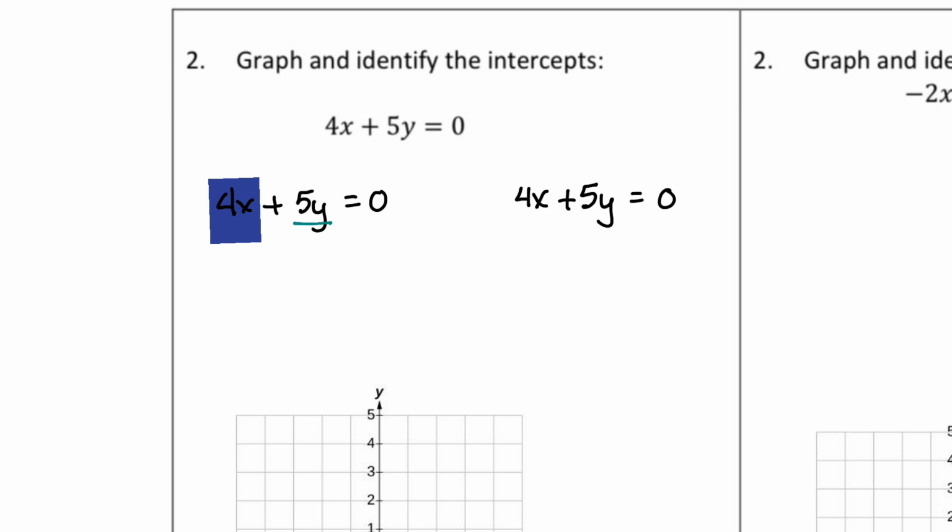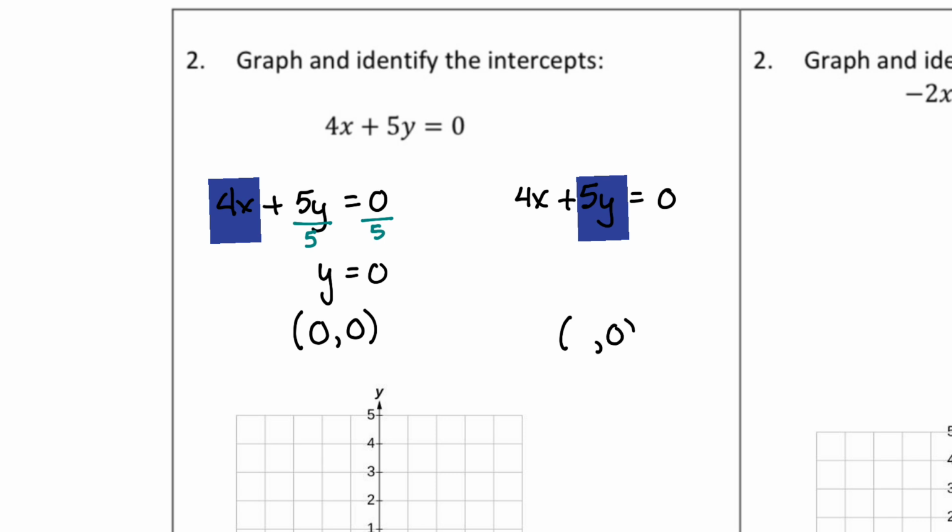Okay, so you can even do this in your head, and you divide by 5, and you end up getting y equals 0. So I let x be 0, and I got y equals 0. Okay, now over on this other one, I'm going to do the same thing, but I'm going to have y equals 0, right? So I'm going to put 0 in for y, and now you can see you're going to have to divide by 4, and you get 0 again. So x equals 0.